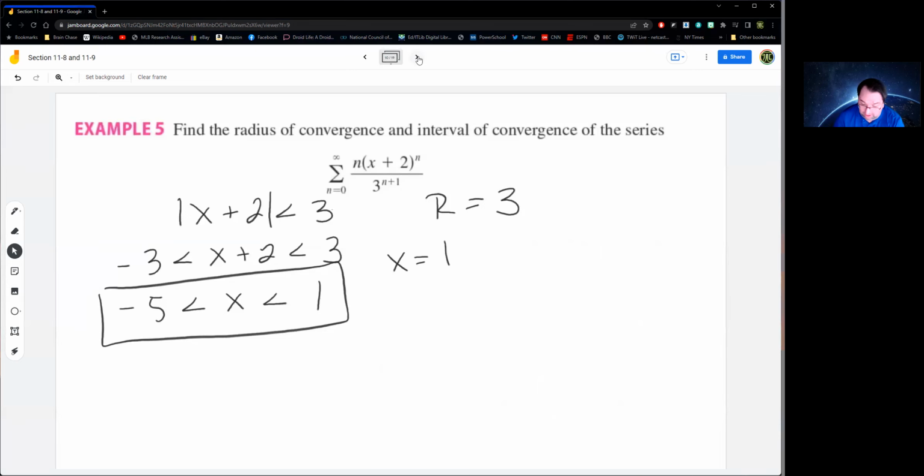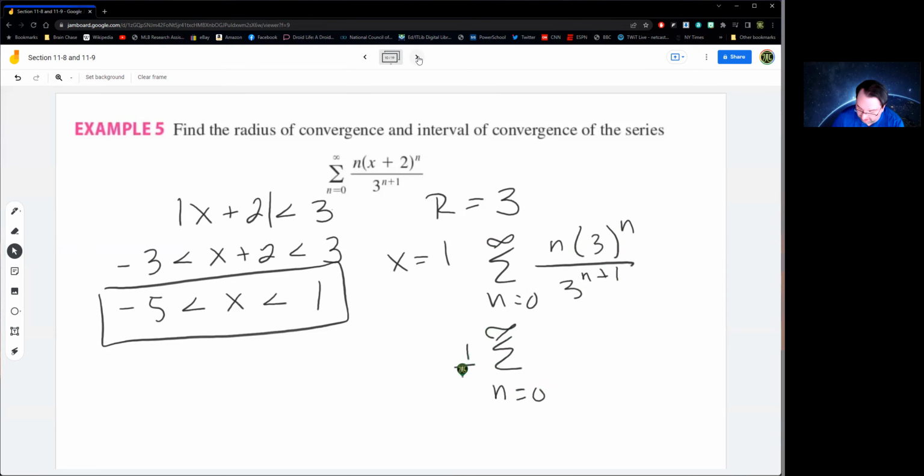Now let's look at x equals 1. So I've got n times 3^n over 3^n plus 1. So I get the 1/3 again, and it's just n. That right there automatically fails the test for divergence because the limit as n goes to infinity of n is infinity. So that's my answer there, or as an interval, it would be -5 to 1.